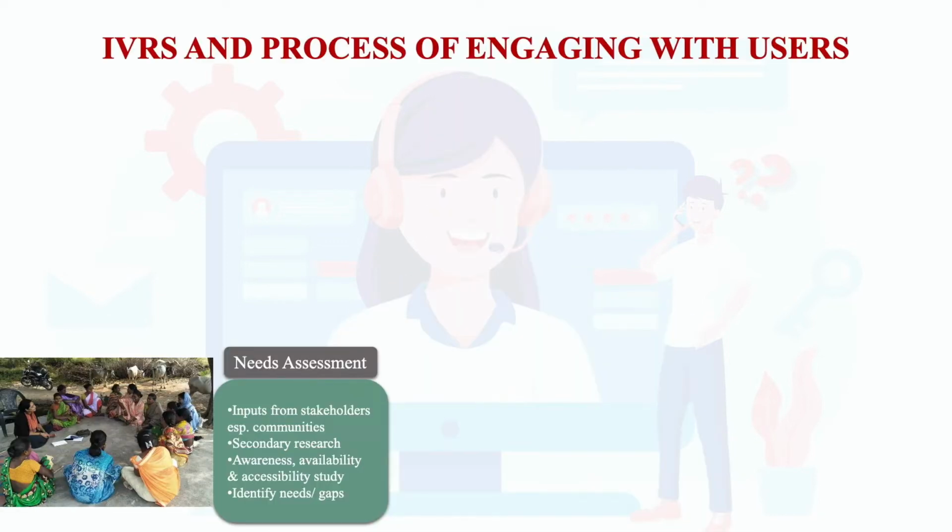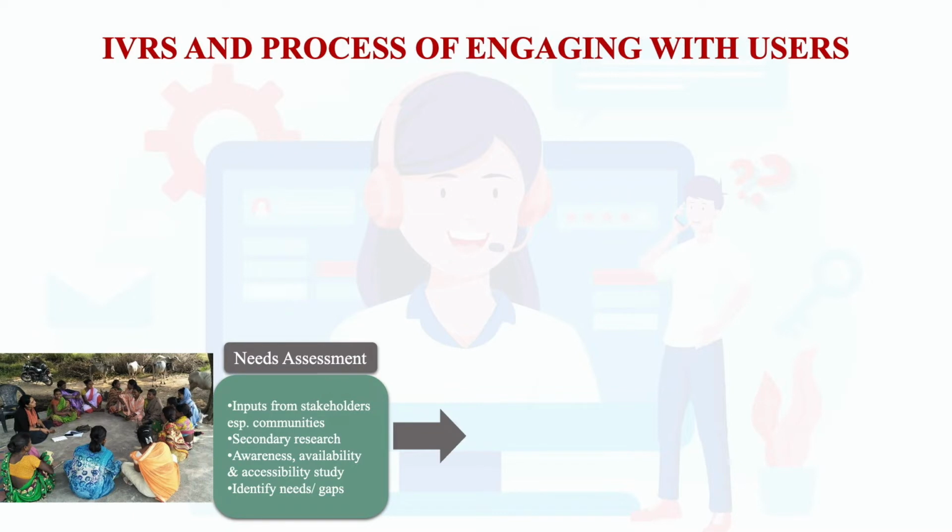So let us see how we can engage users in IVRS. What is the process? The first is a need assessment survey. We go to the community and we take inputs from all the stakeholders, in this case the community. Some sort of secondary research is also done. What are the issues in the community? Then studies such as awareness studies, availability of resources or accessibility studies are to be done, and then needs and gaps existing in the community are to be identified.